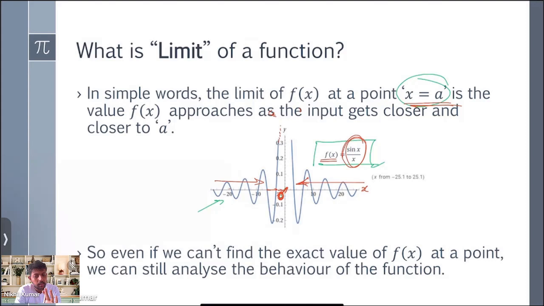But one thing you should appreciate is that sine x upon x is a function, the exact value of which we were unable to find. Irrespective of that, we can still analyze this function by looking at its limit. We can still see the behavior of this function by looking at its limit.